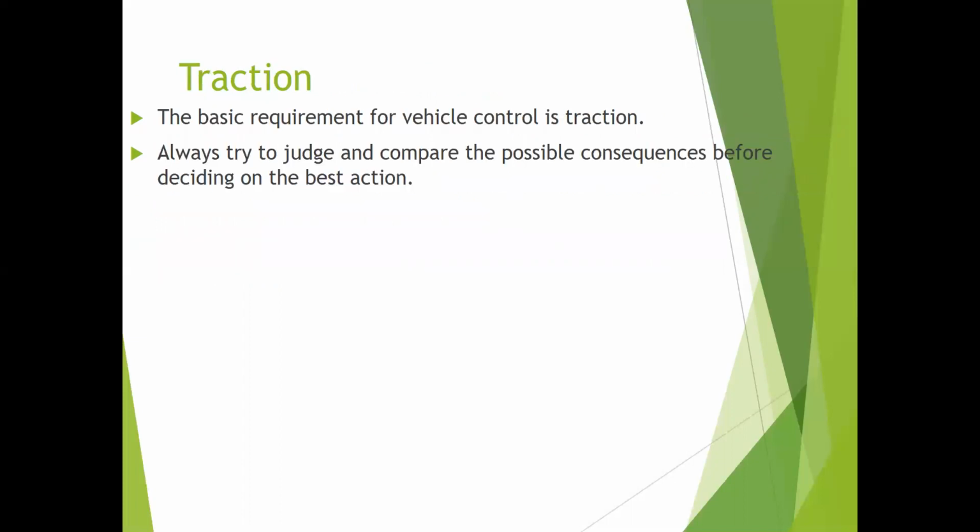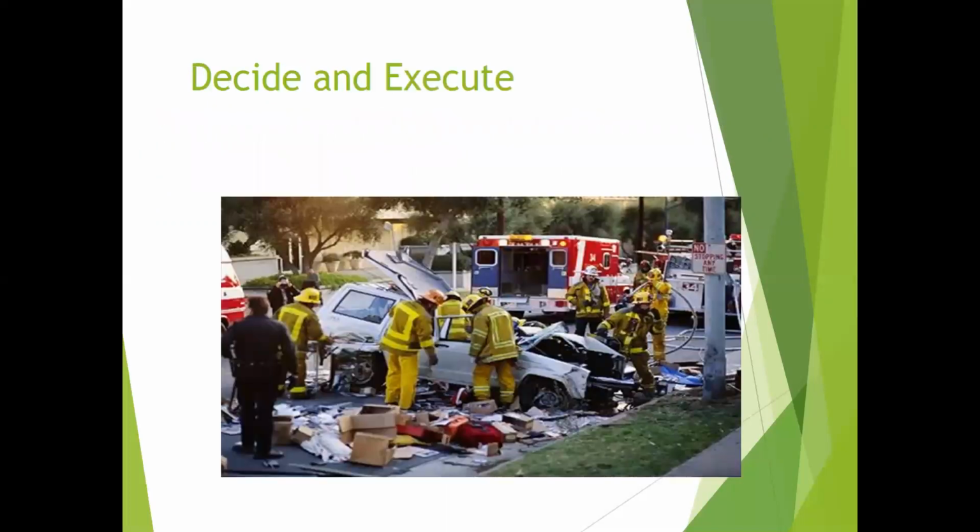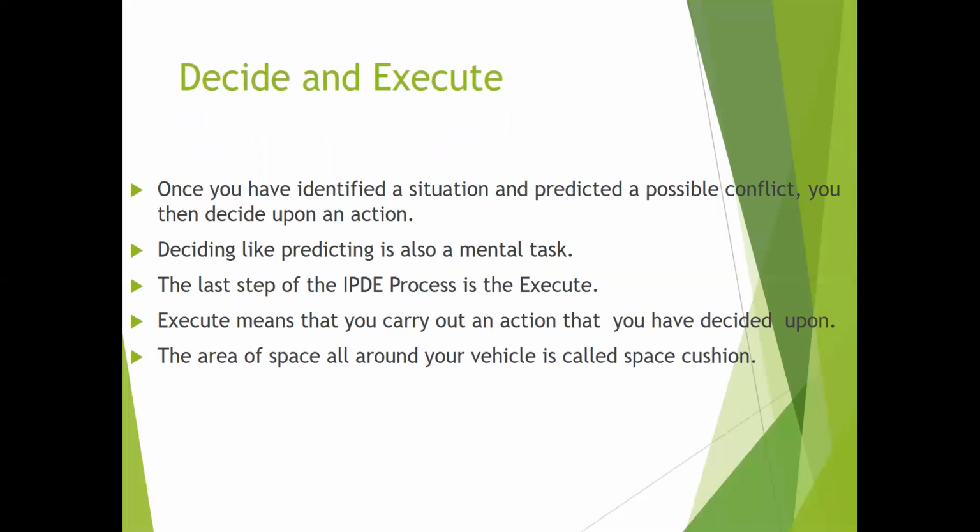The basic requirement for vehicle control is traction. Always try to judge and compare the possible consequences before deciding on the best action. So decide and execute. Once you've identified a situation and predicted a possible conflict, then you decide on an action. It's a mental task. Okay, so do I brake? Do I steer? Do I accelerate? What do I do to avoid the conflict? And then the last step is execute. That means you're carrying out the action. You're actually putting your foot on the brake. You're turning the wheel.